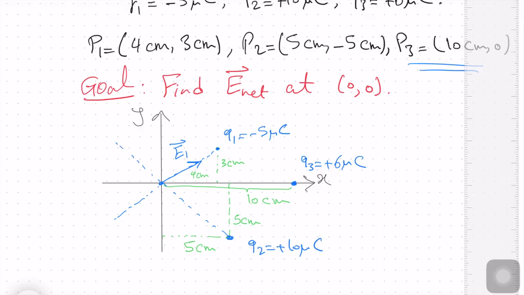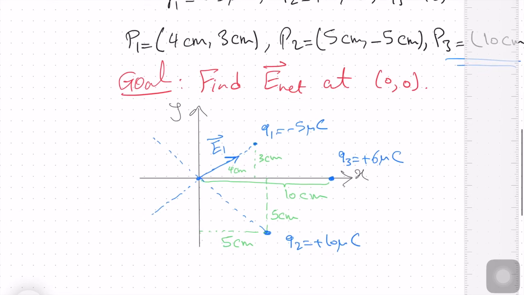Now in this case, Q2 is positive, so the electric field would be pointing away from the charge. Q3 is also positive, and it's on the x-axis, so the vector for the electric field due to Q3 is going to be also on the x-axis, but it's going to be pointing away from my charge. So it's a vector that's pointing in this direction on the x-axis.